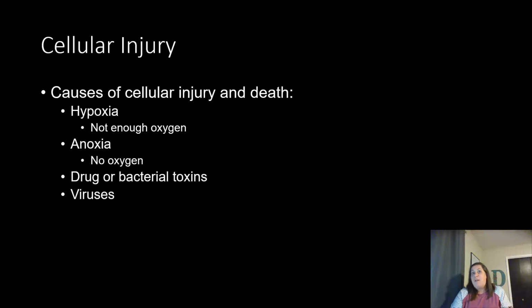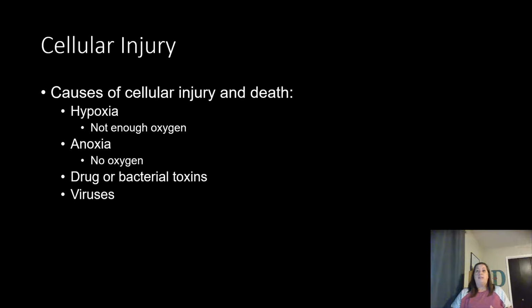So let's talk about when these cells get injured. What can cause injury to our cells? Besides just trauma and invaders, there are some other things that can cause injury. Causes of cellular injury and even death could be due to hypoxia. Hypoxia means we're not getting enough oxygen to the tissues. Well, wait a minute. Why do our cells and our tissues need oxygen? Ooh, this goes all the way back to general biology.